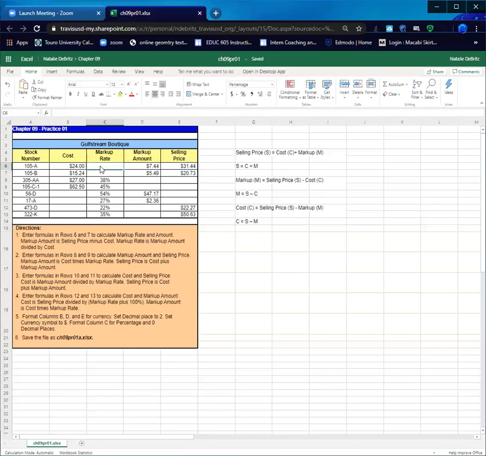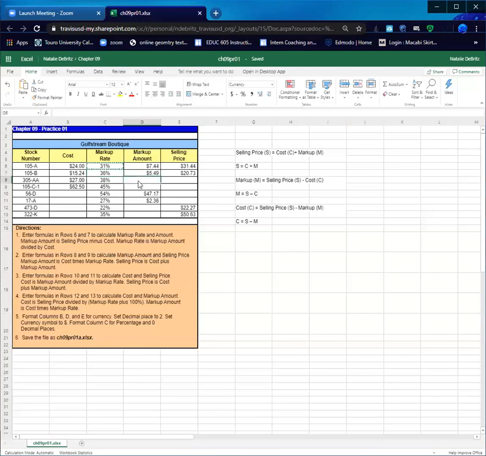And then I'm going to go over here and find the markup rate. Well, the markup rate was the markup amount divided by the cost. So it's a 31% markup rate for that item. Oops, why won't it? I just want this cell, I don't want to drag that. I'm just going to copy and paste it in here. And so that one has a 36% markup rate.